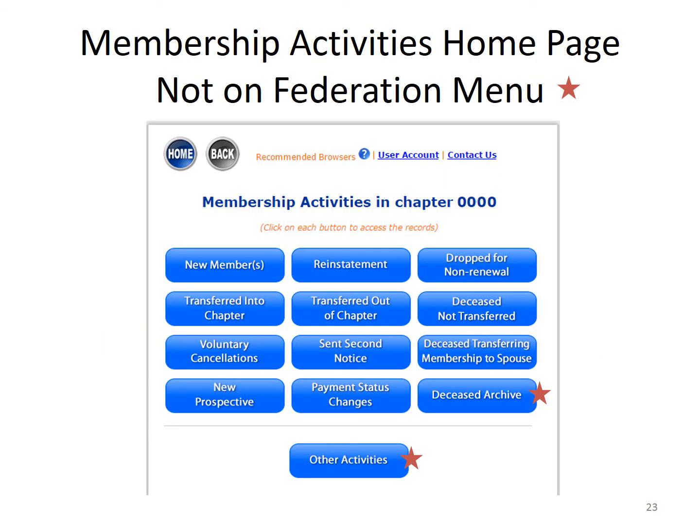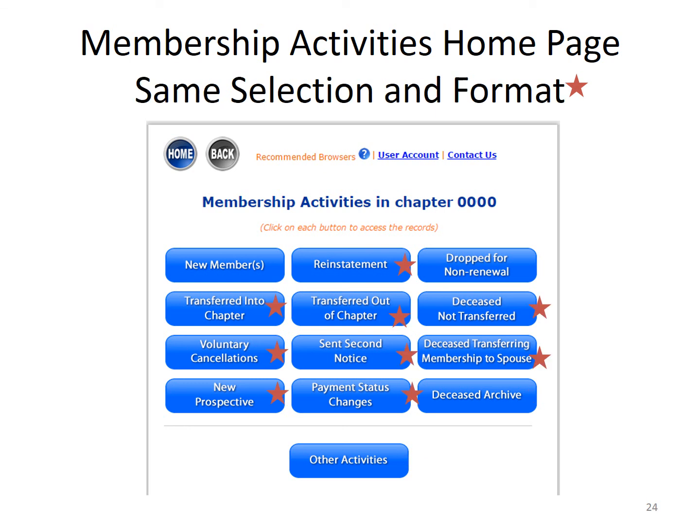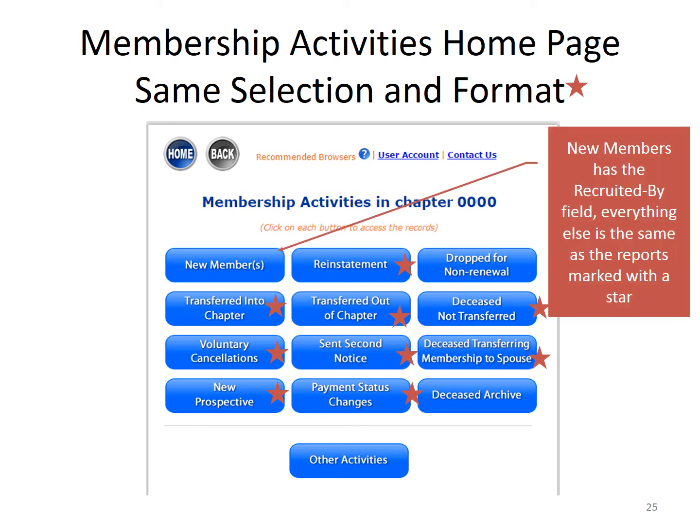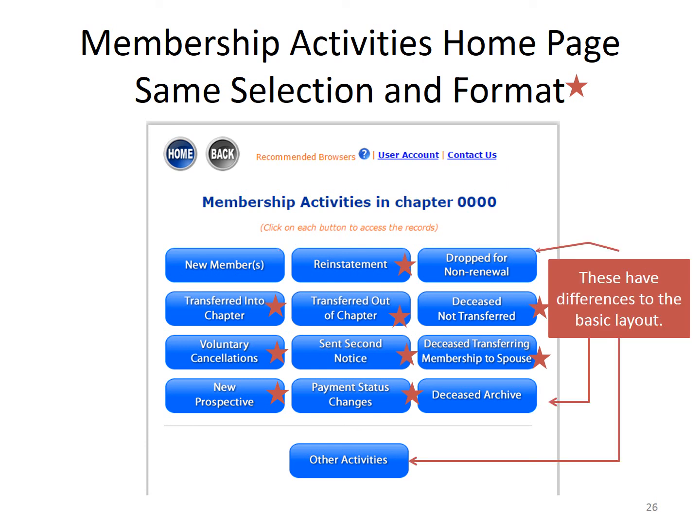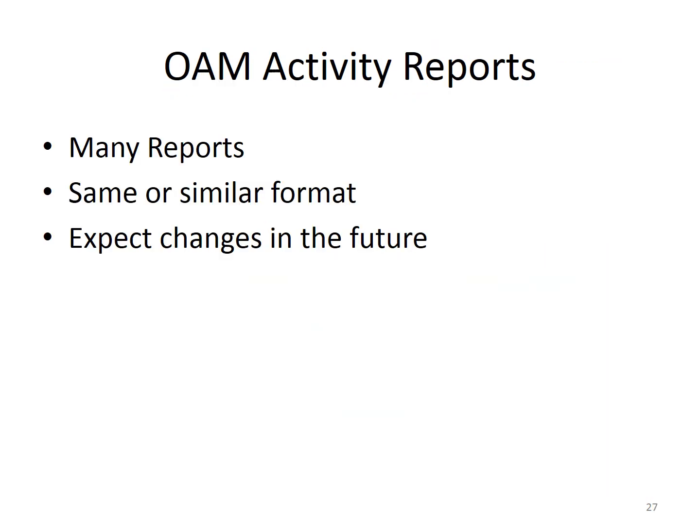You will not see these reports on the Federation OAM menu. These reports have the same data and selection criteria. The Transfer Out report has some additional information. Remember when we saw the new member report? It had the recruited by field. The reports shown, dropped for non-renewal, deceased archive, and other activities, have different layouts and/or selection criteria. They will be covered in separate presentations.